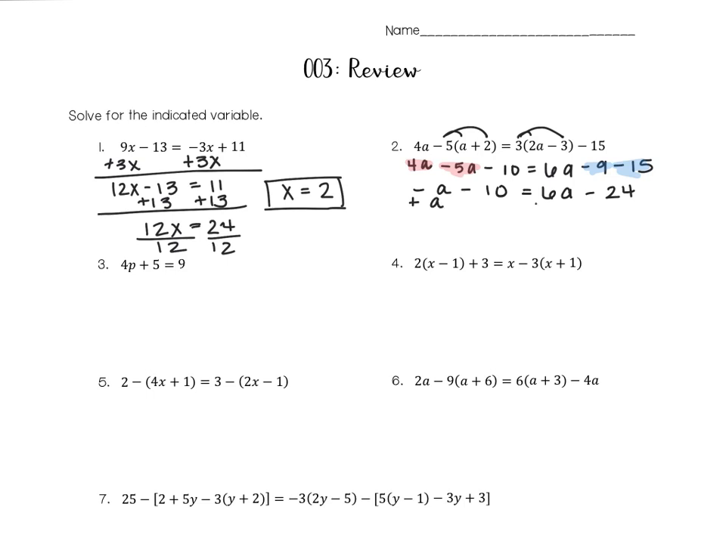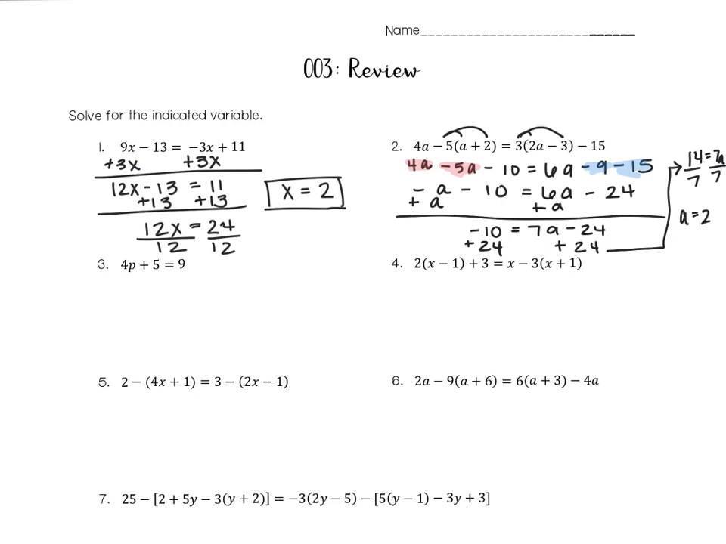Add a to both sides. So I have negative 10 equals 7a minus 24. Add 24 to both sides. And I get 14 equals 7a. And when you divide, a equals 2.